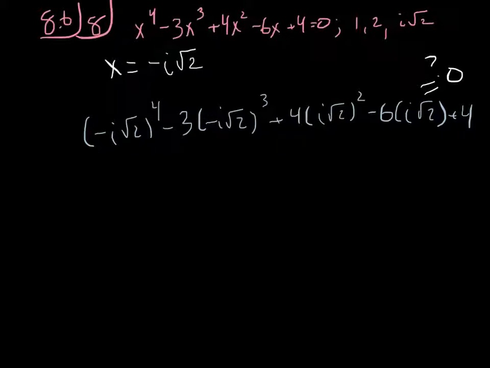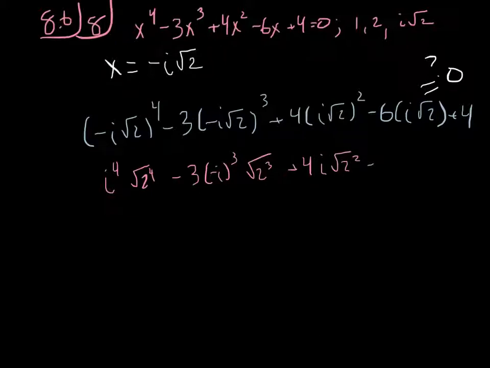Okay, so the first part, we get i to the 4th times square root of 2 to the 4th, minus 3 times -i cubed times square root of 2 cubed, plus 4 i square root of 2 squared, minus 6i root 2, plus 4. i to the 4th is 1. That right there is 1. And then that right there is 2 squared, so 2 squared is 4.